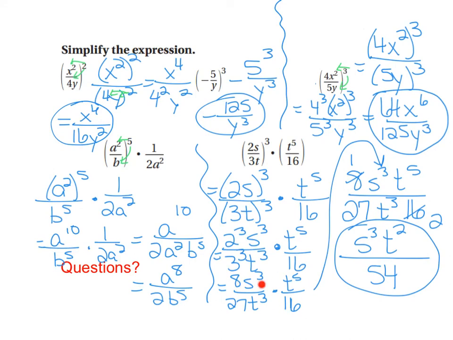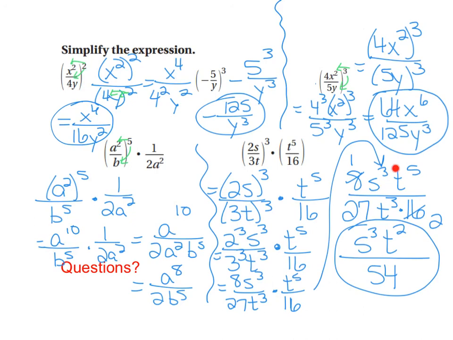Now, these are fractions, so I multiplied straight across. So I got 8 s cubed t to the 5th, I went straight across, 27 t cubed times 16. And I should probably have a multiplication symbol there. Now, the reason I left it that way is I look and I go, well, I have an 8 on top and a 16 on bottom. Those cancel, 1 and 2. Now, when I do my 27 times 2, I get 54 in the denominator. S cubed doesn't have anything else going on, so it stays in the numerator.